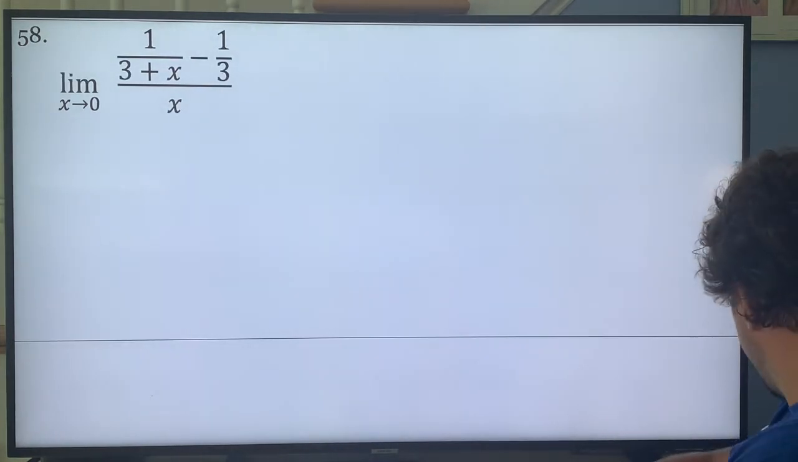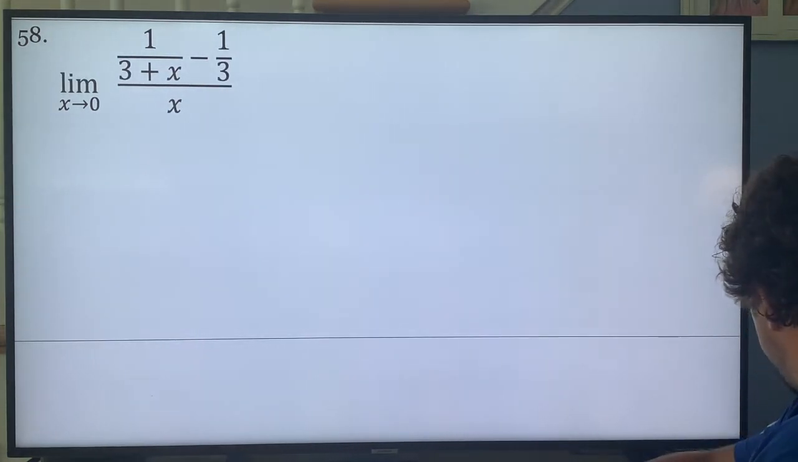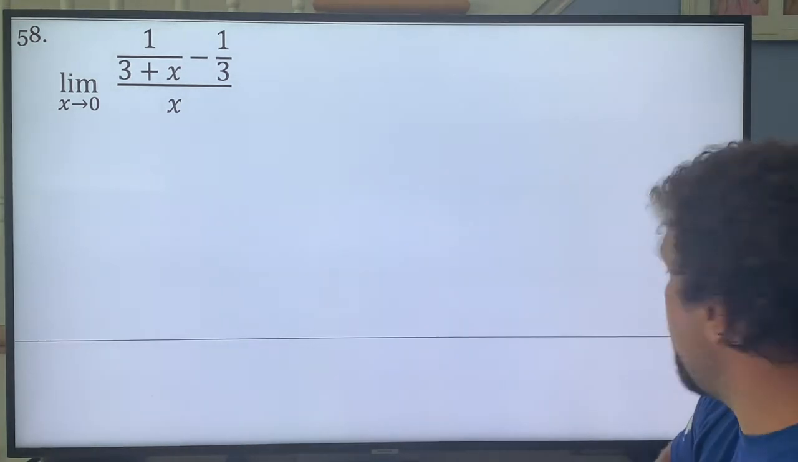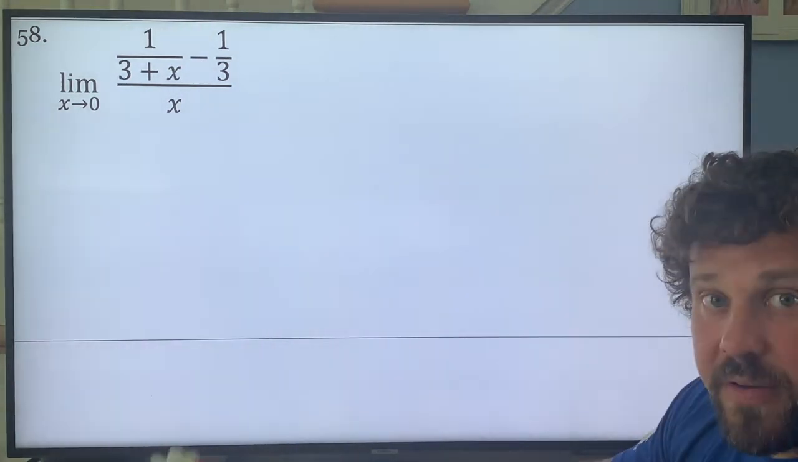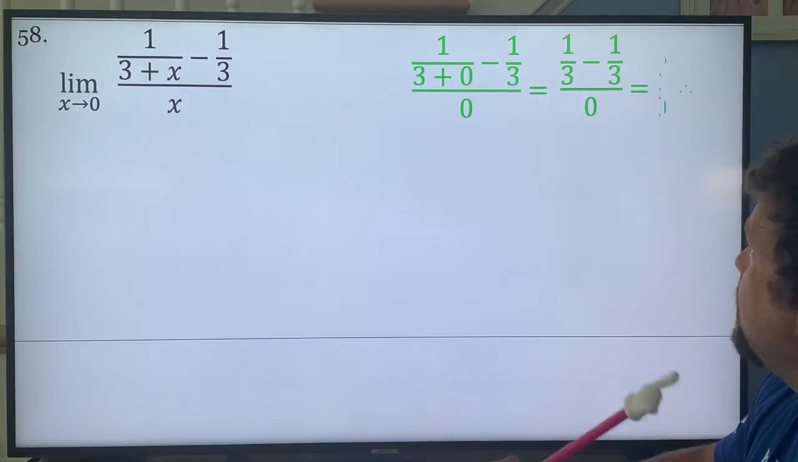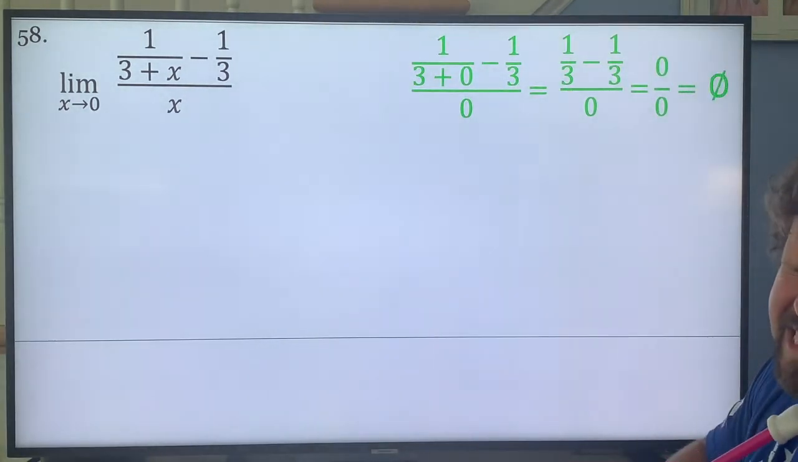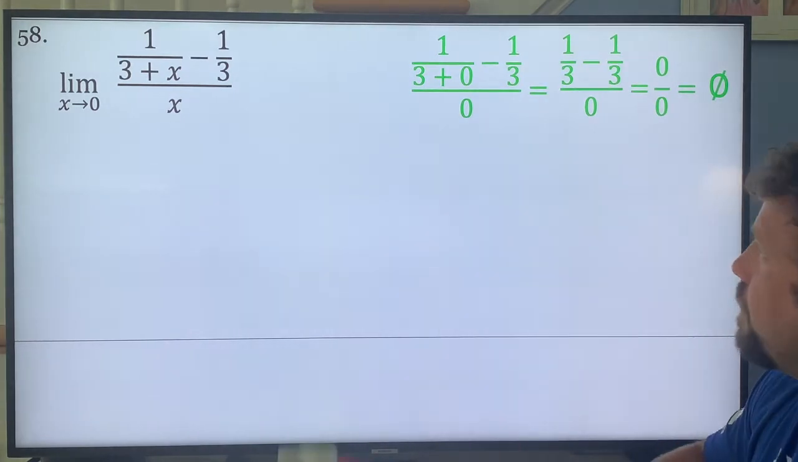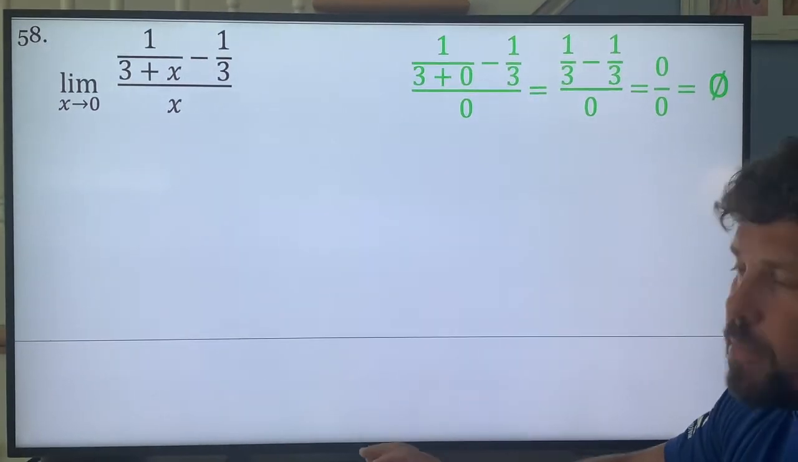All right, try number 58. Try another one on your own. See if you get the hang of it. You do? Awesome. On slide 30 of 50, 3/5 of the way there, 60%. Type in 0. Guess what? Undefined. Not good. What do we multiply here by, do you think?